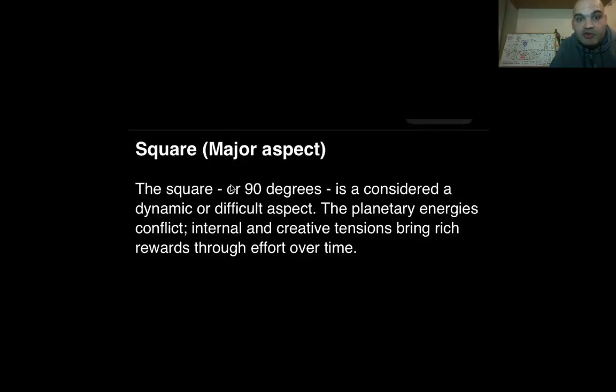The next major aspect is a square. The square, at 90 degrees, is considered a dynamic or difficult aspect. The planetary energies are in conflict, and internal and creative tensions bring rich rewards through effort over time, which is what the book was saying as well. If you have a bad aspect, over time it will be a lesson you learn. And the square, which is a 90-degree angle, is considered a bad aspect.